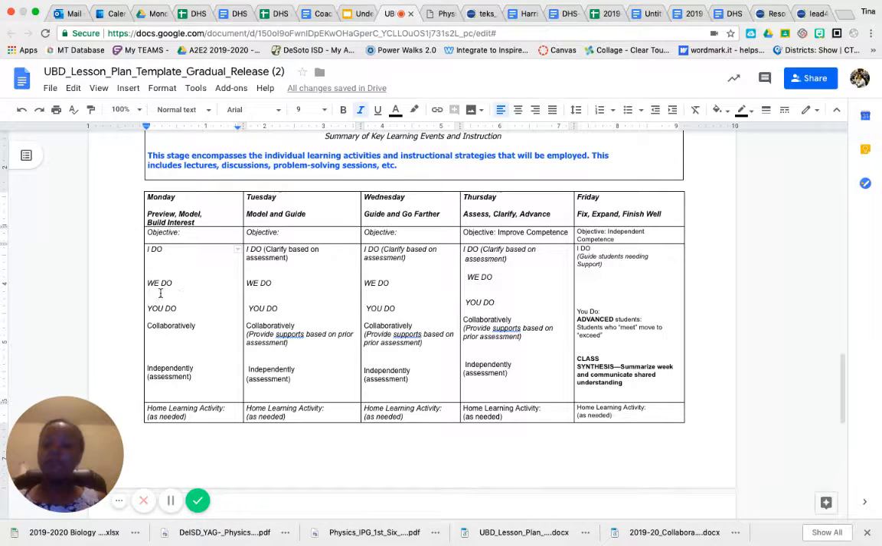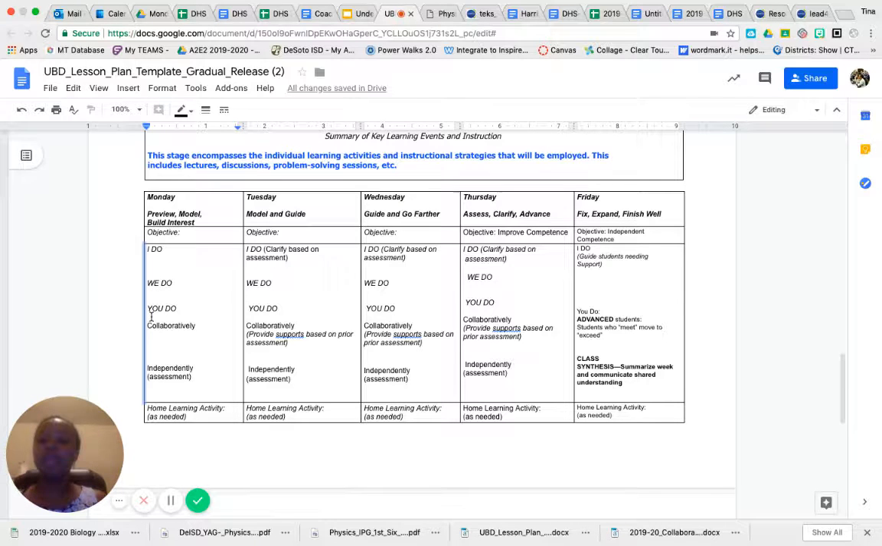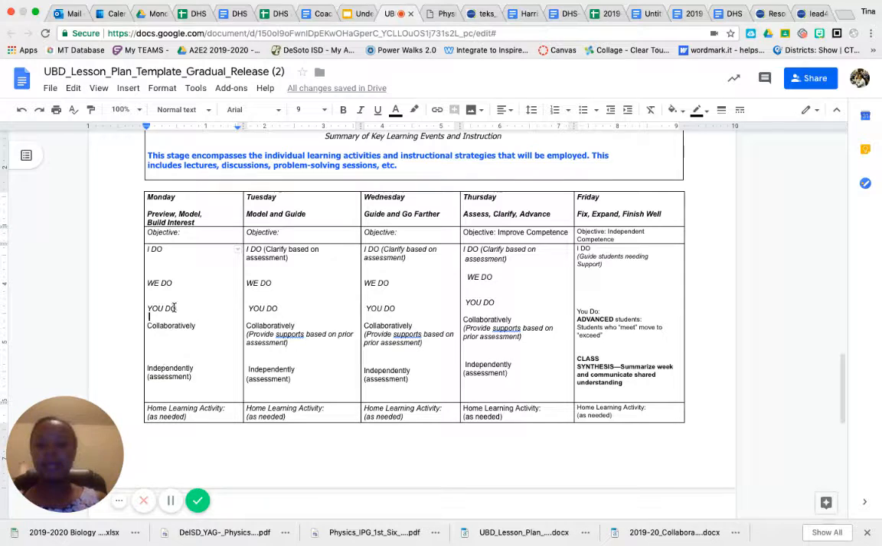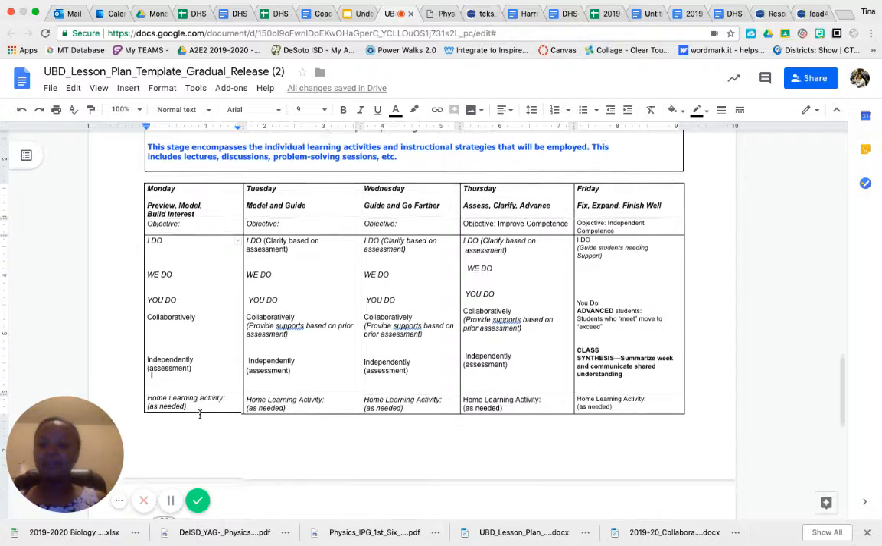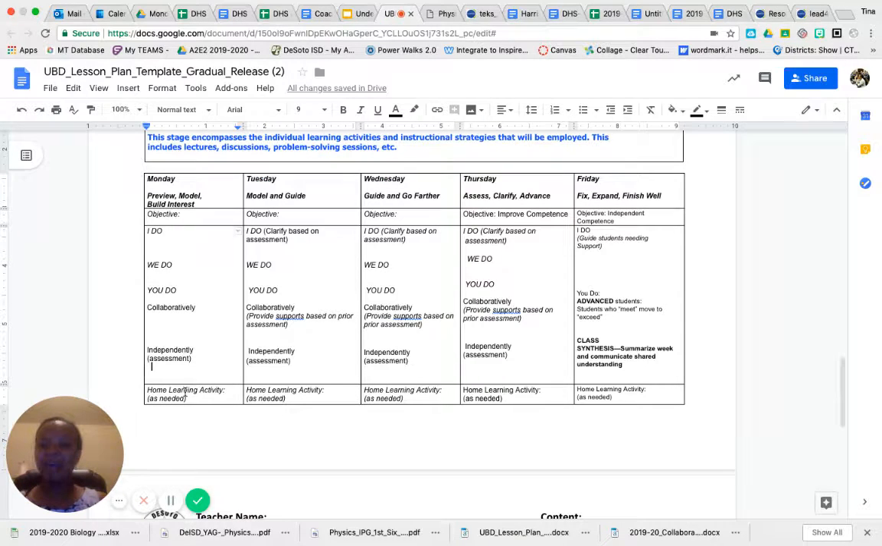And after you've identified that, what are you having them do independently or within groups? Collaboratively and/or independently. I would say all of these need to be done in a day. I do, we do, you do, but the you do needs to be split up into something they do with a partner or a group, but then something they do independently so that you can check for their understanding. If you have homework, you can put it right here. But that's pretty much all that you need to have in your lesson plan.